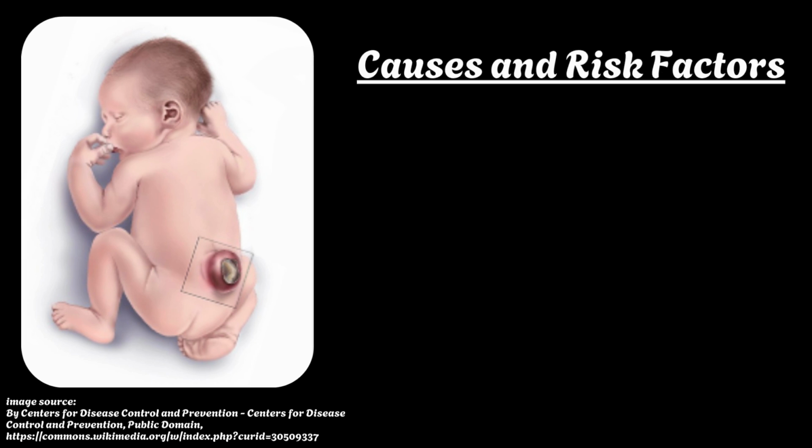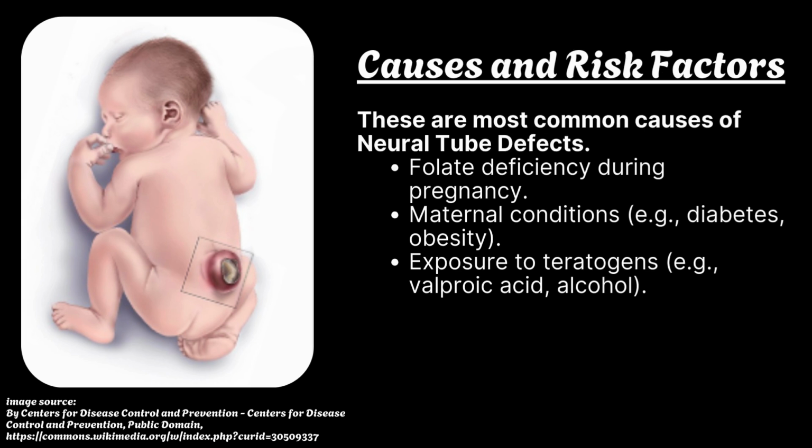Causes and risk factors of neural tube defects. These are the most common causes of neural tube defects: folate deficiency during pregnancy, maternal conditions, for example, diabetes, obesity, and exposure to teratogens, for example, valproic acid, alcohol.